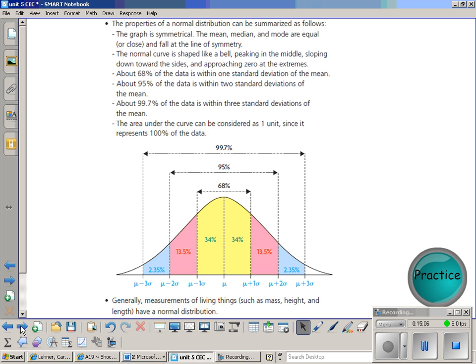So the properties of the normal distribution can be summarized as follows. The graph is symmetrical. All right, so the mean, the median, and mode are equal or close and fall at the line of symmetry. So we deal with the mean. The normal curve is shaped like a bell, peaking in the middle, sloping down towards the sides, and approaching zero at the extremes. About 68% of the data is within 1 standard deviation, 95% within 2, and 99.7% within 3. The area under the curve can be considered as 1 unit, since it represents 100% of the data. Generally, measurements of living things, such as mass, height, and length, have a normal distribution.